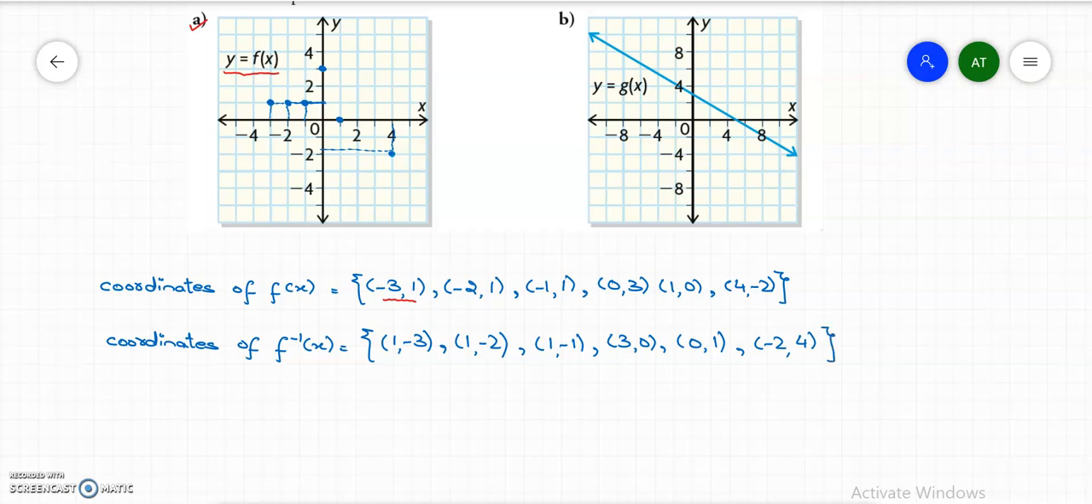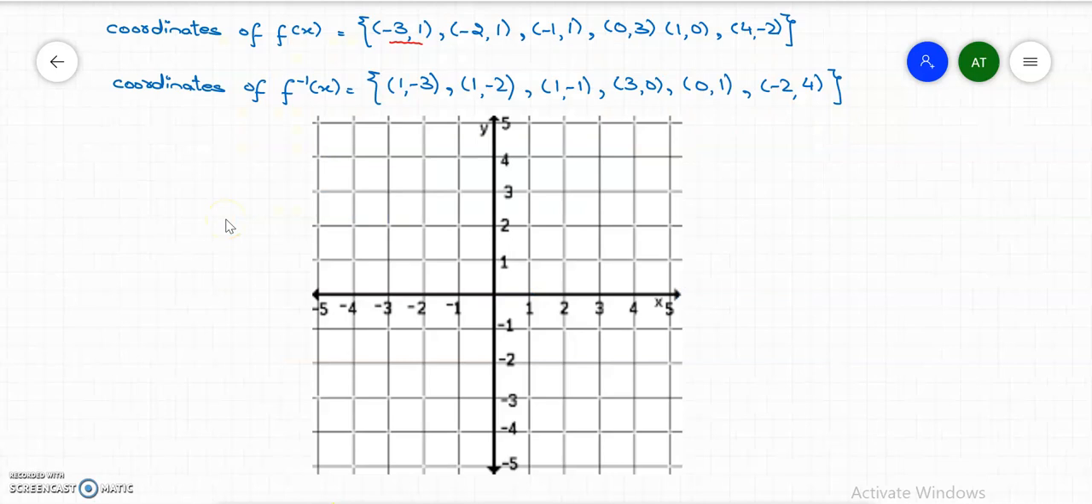We need to plot all the points on the grid to get the graph of the inverse function. Let's plot the points one by one. The first point is (1, -3): x is 1 and y is -3. Then (1, -2): x is 1 and y is -2. (1, -1). Then (3, 0): x is 3 and y is 0. (0, 1): x is 0 and y is 1. And (-2, 4): x is -2 and y value is 4 at the top. So the given graph is the graph of the function f inverse of x.